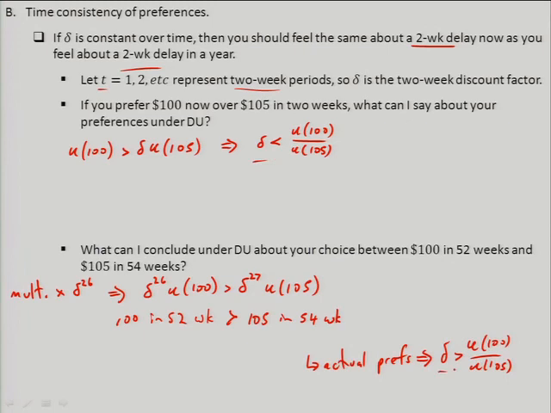Now, it could just be some error, but we find this very consistently with lots and lots of different people. And if it happens to not be true for you with 100 versus 105, I can pick numbers that make it true, I promise you. Okay? So something must be wrong.